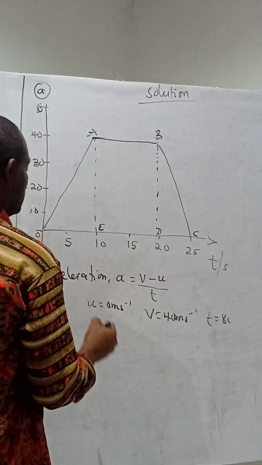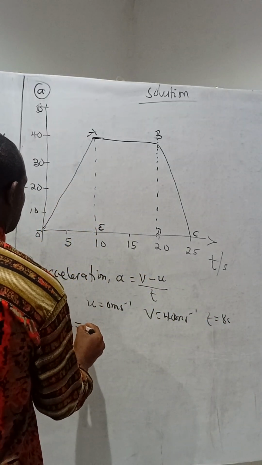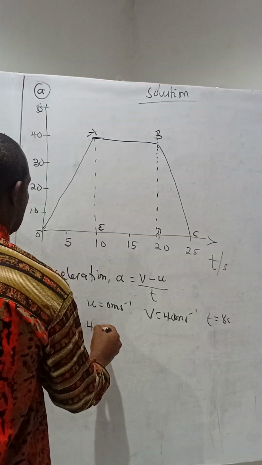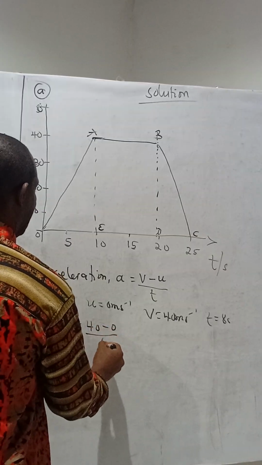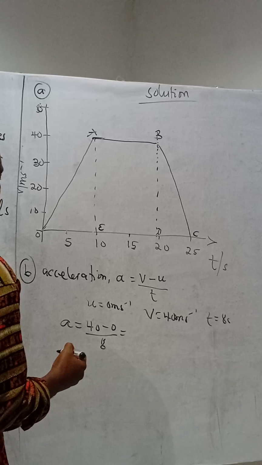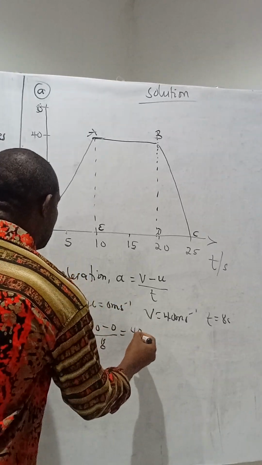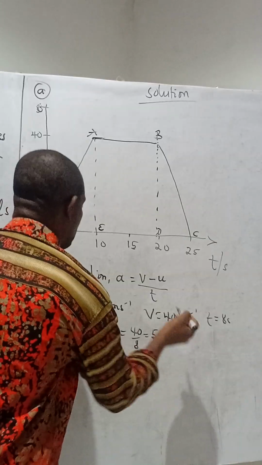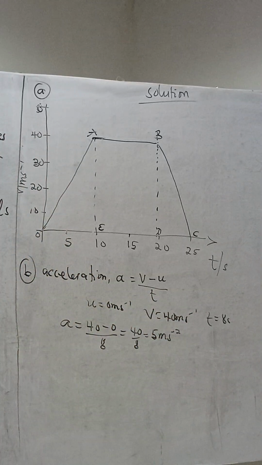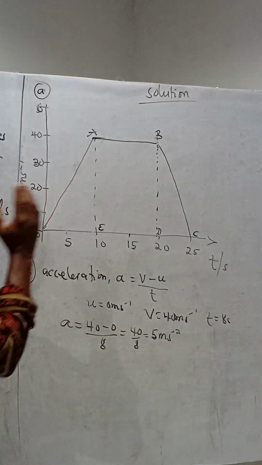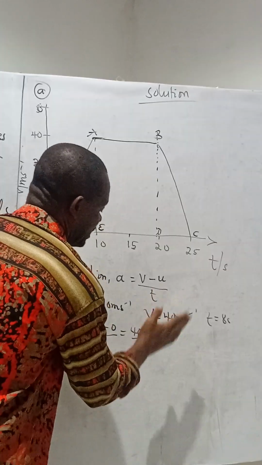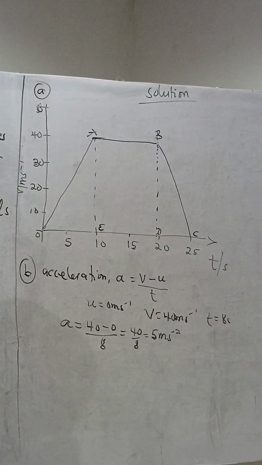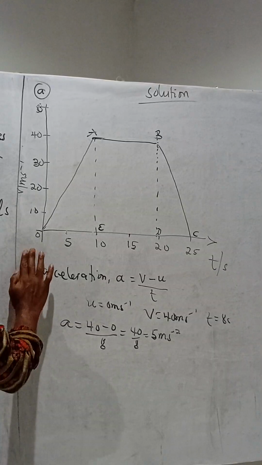Therefore, my acceleration a is going to be 40 minus 0 divided by 8. And this will give me 40 divided by 8, that is 5 meters per second squared. That is the acceleration of the car. Good. That was the first question, sorry, that was A.